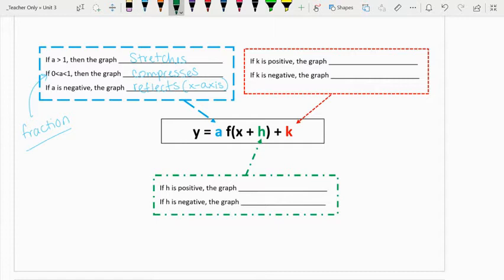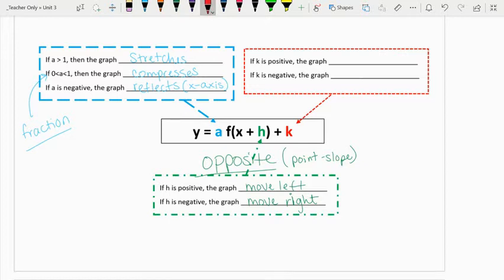So the next thing that we come up to is the green, right? That's our h value. Remember, this is always the opposite, right? So you always think about it just like kind of like point slope. Okay. And that means that if h is positive, then the graph is going to move left. And if h is negative, it's going to move right. Okay, so it is the opposite sign of what you think it is.